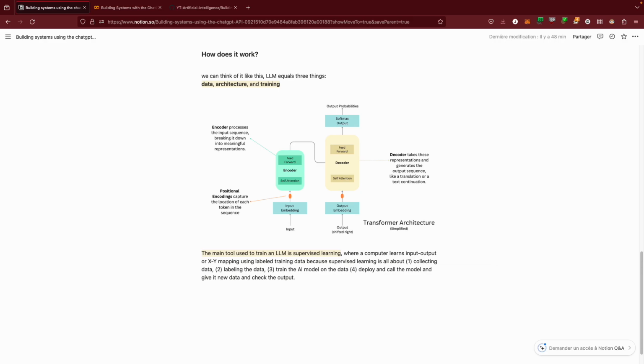Furthermore, fine-tuning allows the model to specialize in specific tasks by training on a smaller, more targeted dataset, thereby refining its understanding and enhancing task-specific performance.